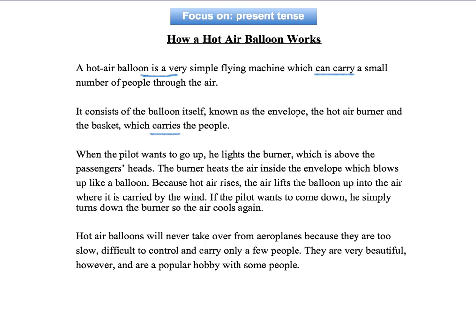It carries people. When the pilot wants to go up, he lights the burner, heats the air, hot air rises, the air lifts the balloon. He simply turns down the burner. These are all examples of the present tense.